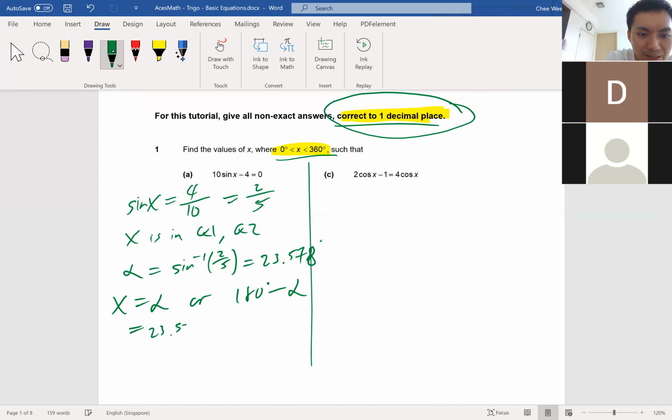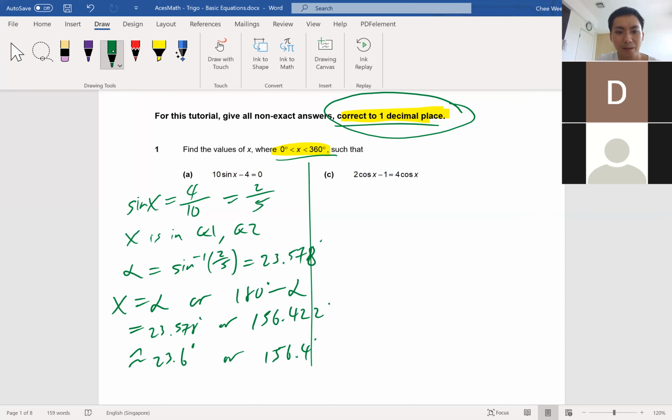23.578 or 156.422, then rounding off to 23.6 degrees or 156.4 degrees.